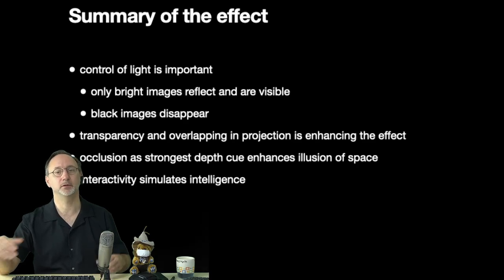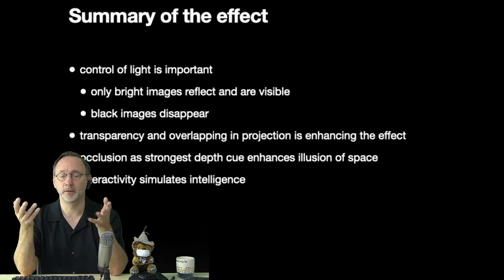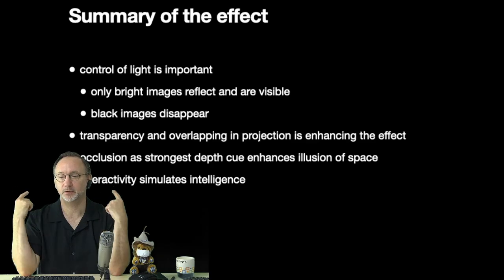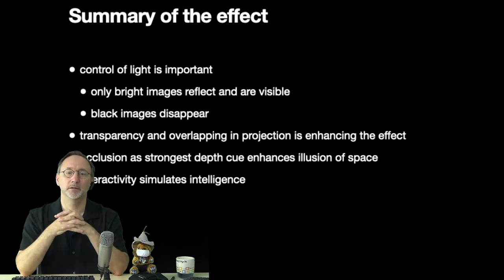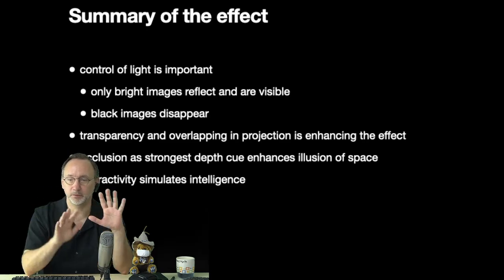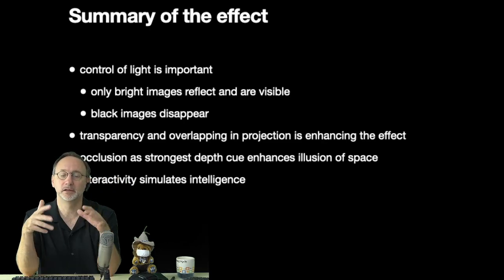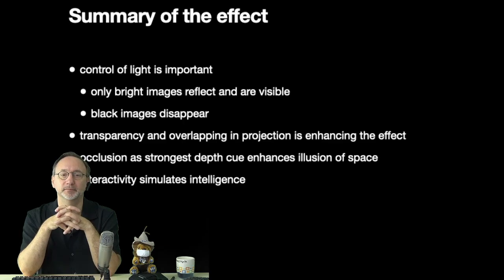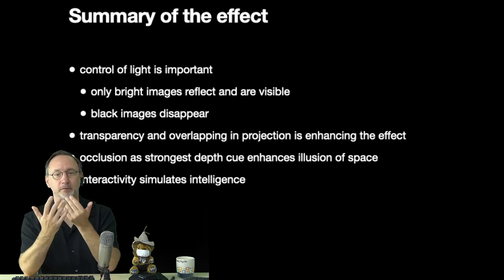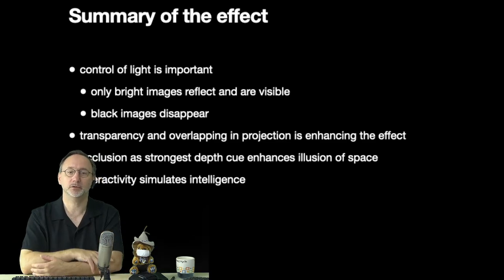principle. First of all, the control of the light is important. Only the bright images reflect and become visible. If the image is black, it disappears. So if your background is black, there will just be nothing because it doesn't reflect. The transparency and overlapping in the projection enhance the effect. If you have things standing in front of each other and they are a little bit transparent, this creates this ghostly-like feeling. And the occlusion in 3D, like things that are overlapping, are always the strongest depth cues, so they also enhance the illusion of space.